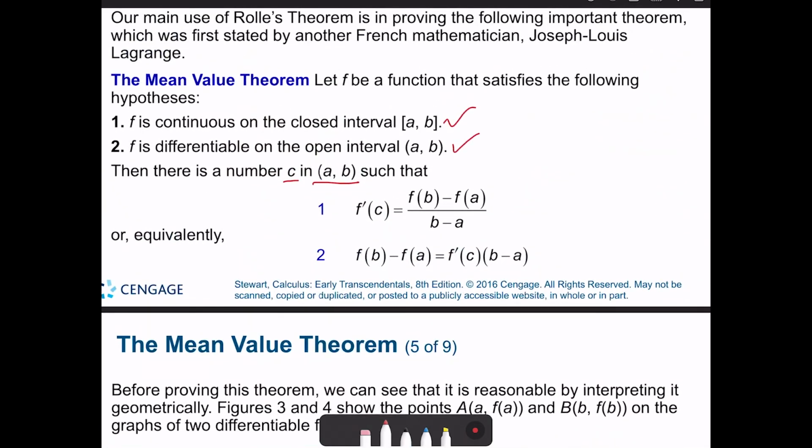The mean value theorem is a more generalized version of Rolle's theorem. Rolle's theorem, remember, required that the y-coordinate of the beginning and ending point be the same, which means that the slope, for sure, y2 minus y1, was always going to be 0. The mean value theorem is more generalized than that because there's no restriction on the y values of the beginning and ending point. So the slope won't always be 0.